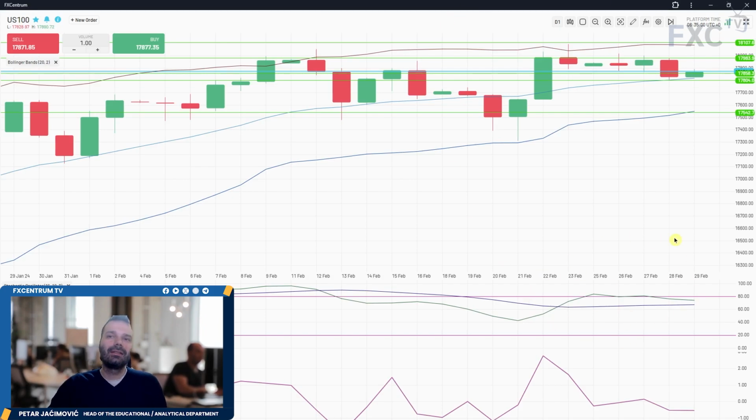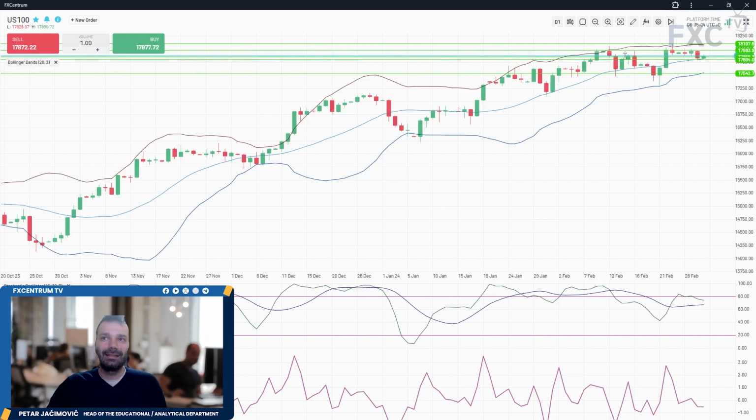But pay attention to the stochastic development in the last 2 weeks. This might be topping activity for maybe an even bigger pullback or move, something similar to what we had here when the market went all the way over the Bollinger Band.